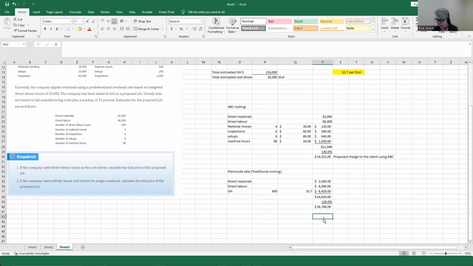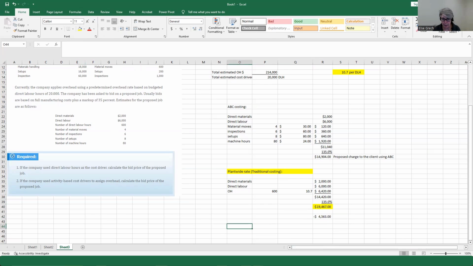Now let's just look. Was it 35? Oh my goodness. Guys started saying 30. I apologize. 35%. Now, if we're using ABC, we're going to charge them $14,904. And if we are using traditional, we're going to charge them $19,467. If we're using traditional, are we overcharging or undercharging? If we use the plant-wide rate, this is what we're going to charge our client. Yeah, we're seriously overcharging them.